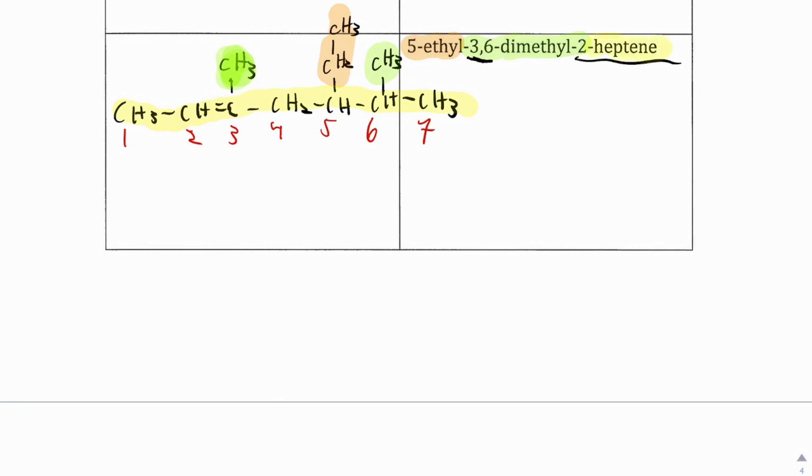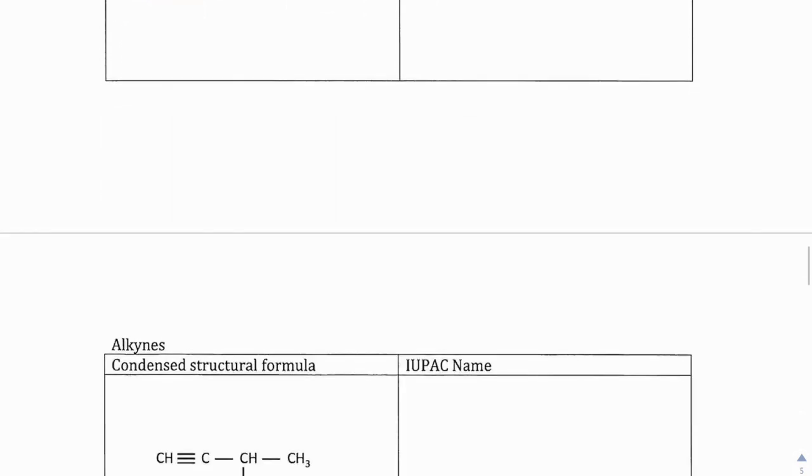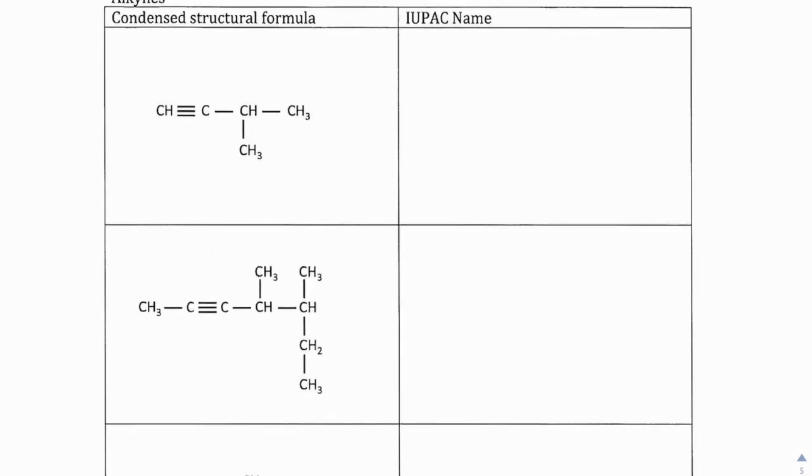Feel free, if you guys didn't get this problem, to make sure you always check your work. I'm flying through these right now. But on your exam, you most likely won't have this many. This is for me just to give you guys as many problems as possible. Now we're moving on to alkynes.